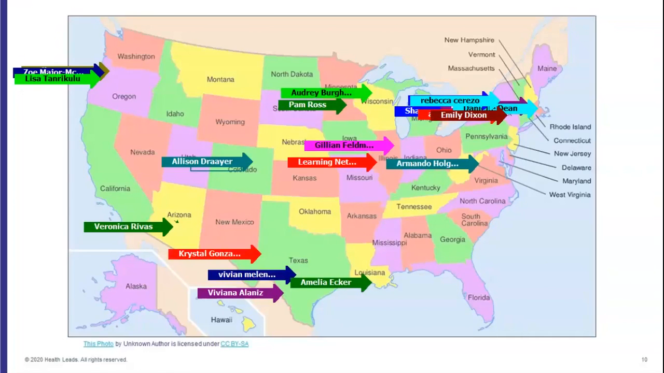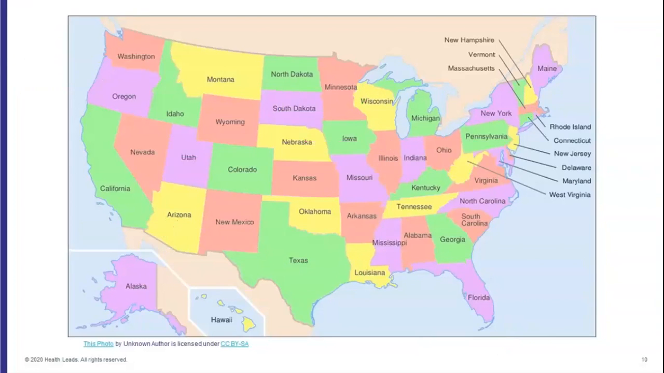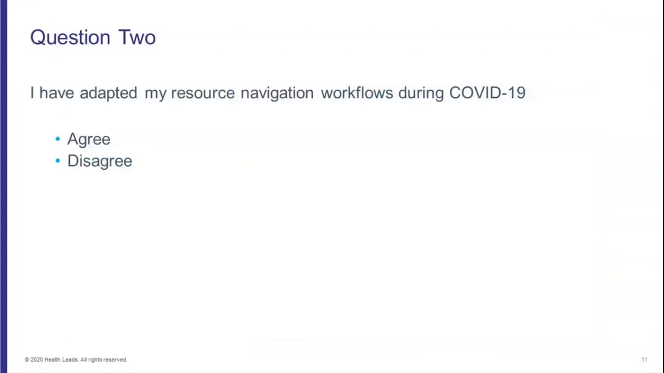Thank you for doing all of that. Now we're going to go to our first poll question. What you're going to see on the bottom right-hand of your screen is a poll that is going to pop up, and Ola is just going to take a moment to launch that. Okay, so the question is: I have adapted my resource navigation workflows during COVID-19. Agree or disagree? You have about a minute to take a quick moment to respond and let us know if you've had to adapt.